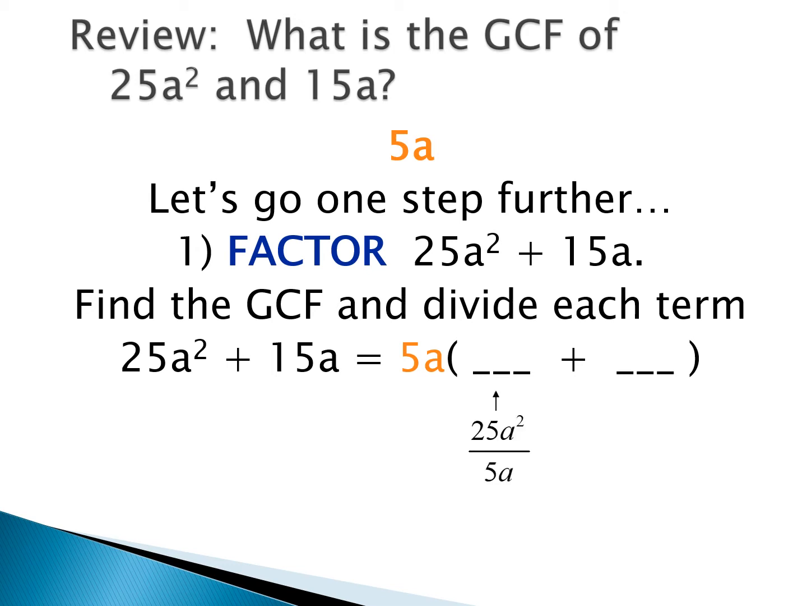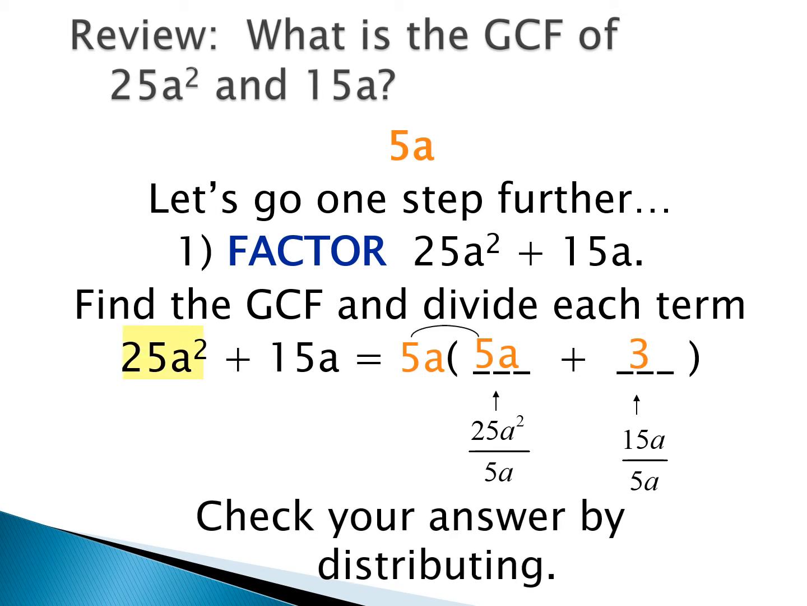So we've got 25a squared was that first term. If we divide out the 5a, what do we have left? And that's going to be 5a. Then for the second term, we've got 15a, and we divided out 5a. And you divide out the numbers, the coefficients we divide. For variables, when you're dividing, you're subtracting exponents or canceling, and we get just the number 3. Now you can check your answer by distributing, and so you've got 5a times 5a is 25a squared, 5a times 3 is 15a.